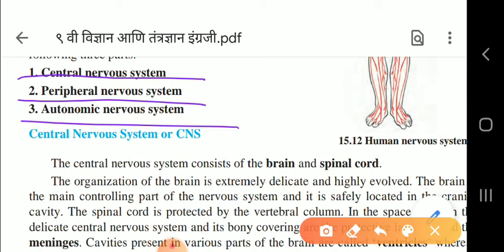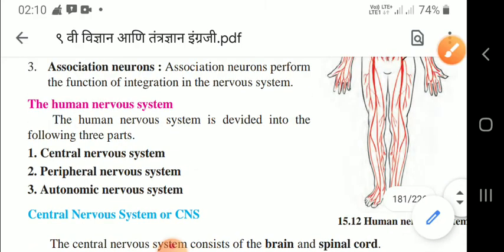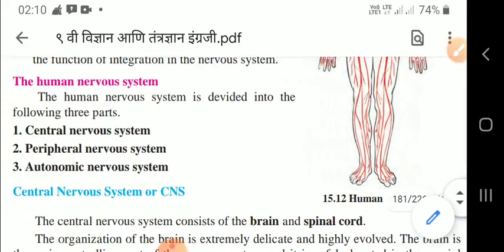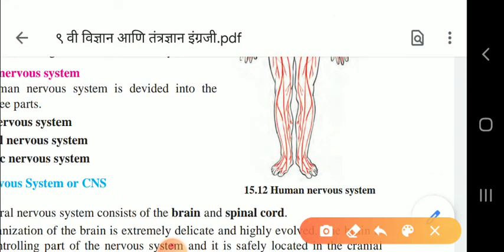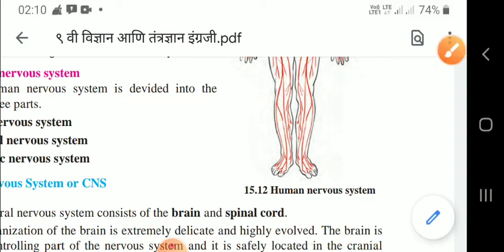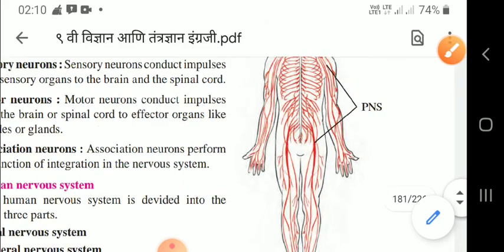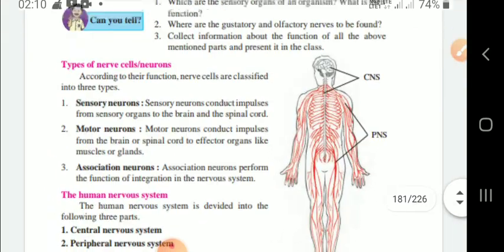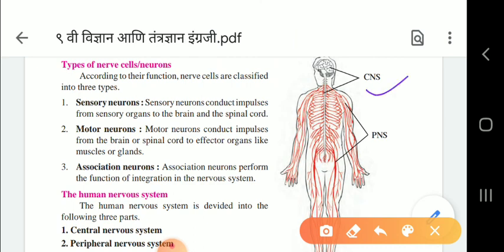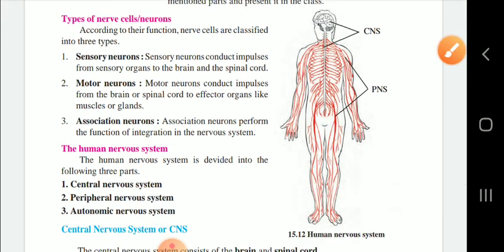From the central nervous system we will start in the next lecture. Here I will show you the diagram of the human nervous system. This is the diagram of the human nervous system. You can see here, children, this is the human nervous system. Here is the CNS, that means central nervous system, and the PNS, peripheral nervous system. This way we can understand the nervous system. From the central nervous system we will start in the next lecture.